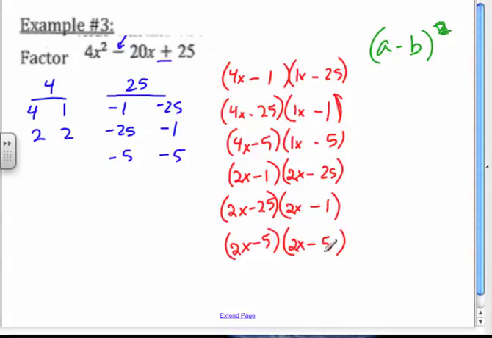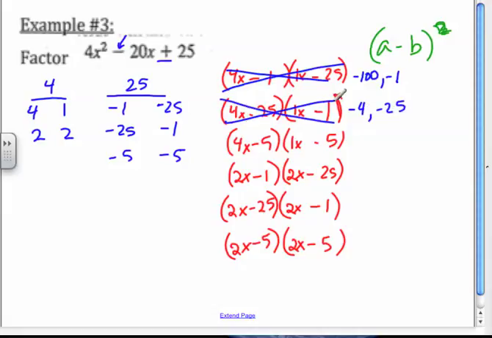When I look at this first one, the outsides give me -100. I know that's not going to be right. That's going to be too big. The insides give me -1, so this isn't it. The outsides give me -4. The insides give me -25. That's -29. That's not it. The outsides give me -20. The insides give me -5. That's -25. That's not it.